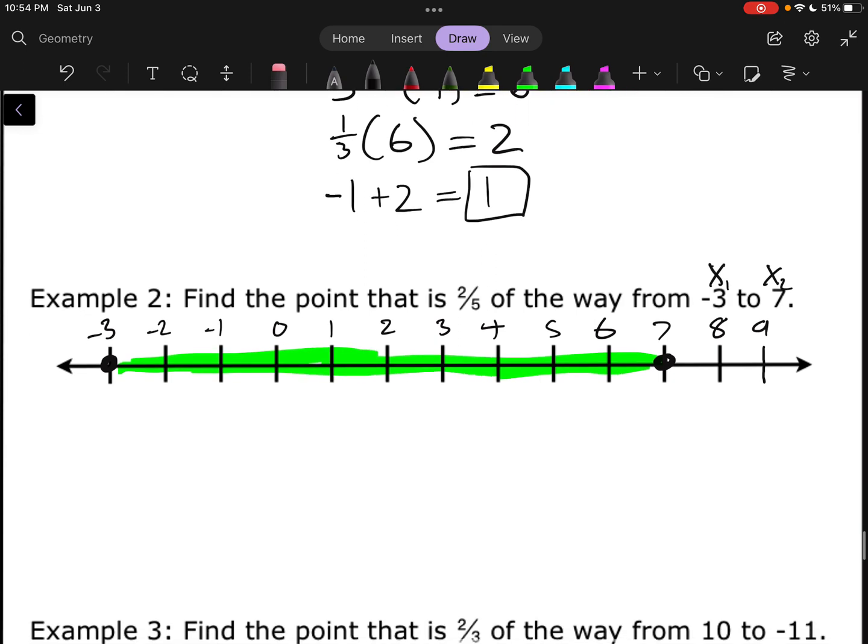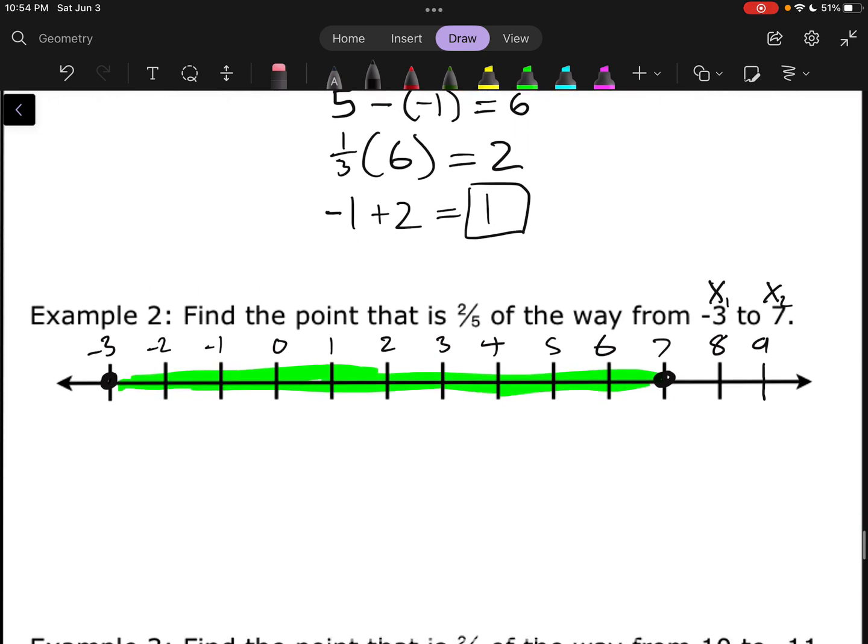And let's review those steps again. Our first step was to do x2 minus x1. So that's going to be 7 minus -3. Minus a negative is a positive, so that's 10. But we don't want to go the whole 10. We're trying to go 2/5 of that. 2/5 of 10, 2/5 times 10. 2 times 10 is 20, divided by 5 is 4.